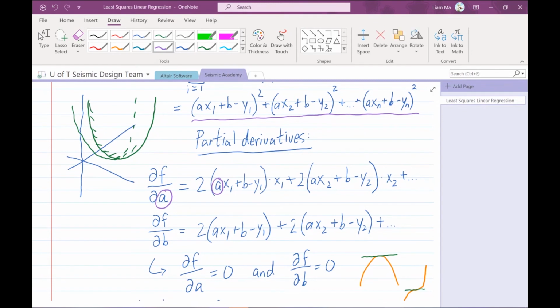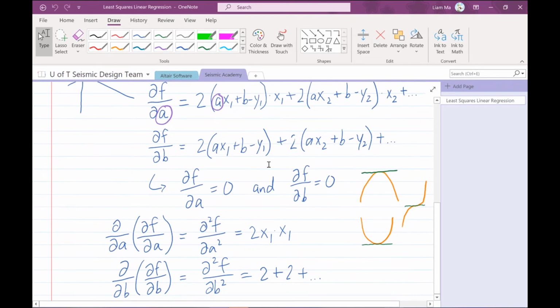All right, so let's keep on going then. So we figured out what these second partial derivatives are. I need to make a correction here because we have more than just one data point. It's actually going to be 2x sub 2 times x sub 2, and then that keeps on going.